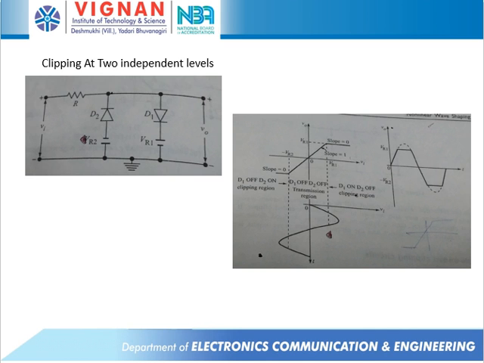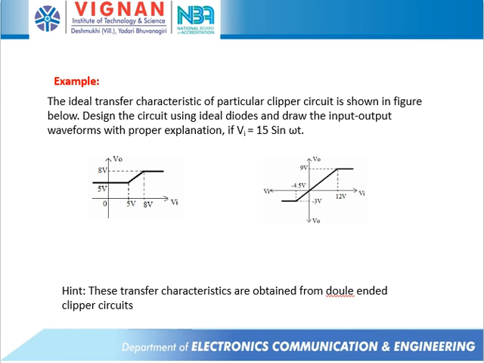Now based on this concept, if you observe this example, here we have represented the transfer characteristics of two circuits, and the above circuit's transfer characteristics represent clipping at two independent levels, a double-ended clipper circuit. So in the first case, we are clipping our signal at 5 volts and 8 volts. That means below 5 volts we are clipping our signal. If you apply a sinusoidal signal, below 5 volts of input, the positive cycle or negative cycle will be eliminated, and above 8 volts it will also be eliminated.